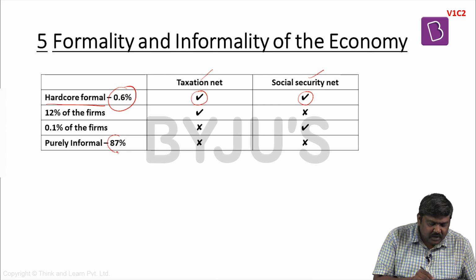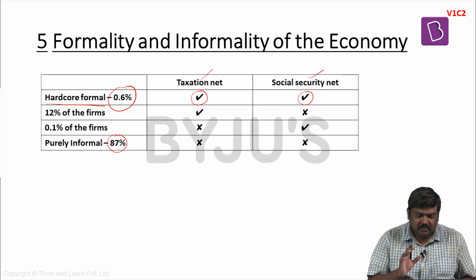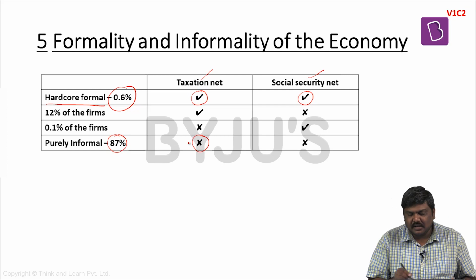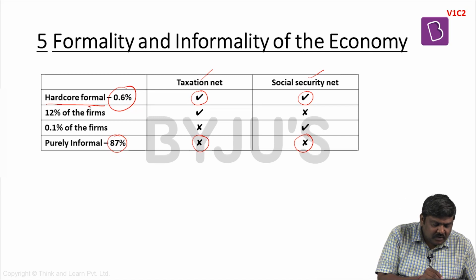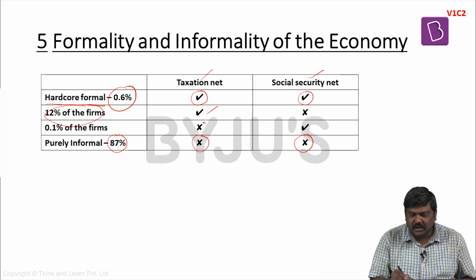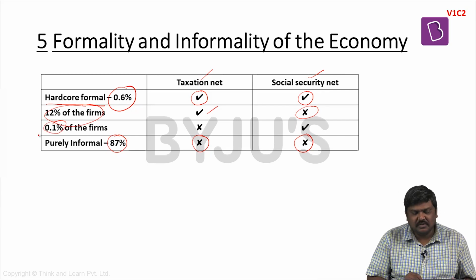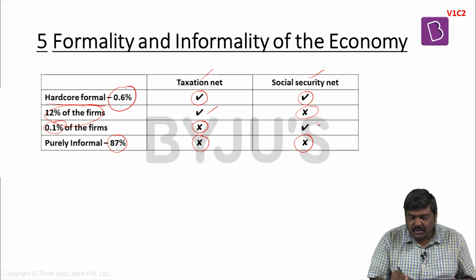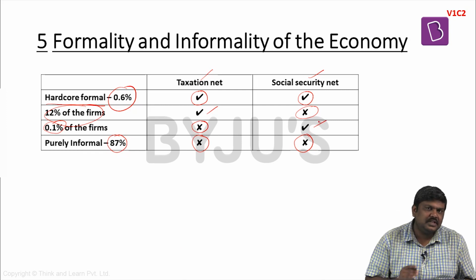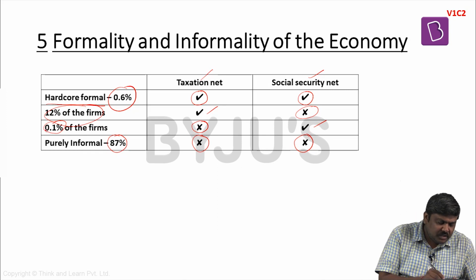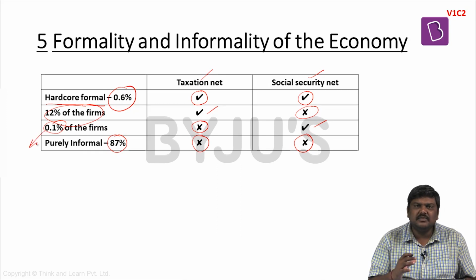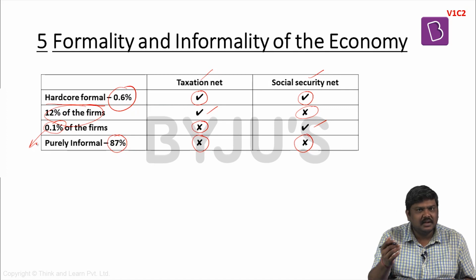On the extreme side, there are 87% of the firms which are neither covered under the taxation bracket nor the social security net. In between these two extremes, 12% of the firms are under the taxation bracket but do not provide any kind of social security net, and only 0.1% of the firms are not under the taxation net but are providing the social security net. But having said so, the economic survey states that these 0.1% of the firms are basically firms in sectors which are exempted under the GST provisions, such as electricity, healthcare, education, etc.